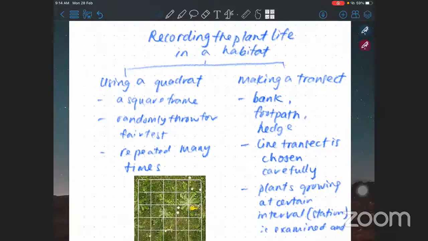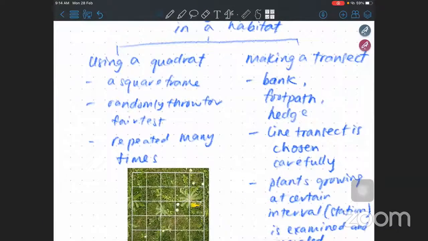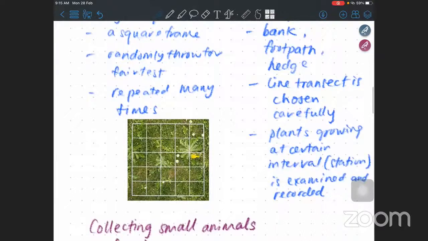Number one will be the quadrat. A quadrat is a square frame which is thrown randomly. This is not chosen carefully by the researcher. It is thrown randomly, and it may be repeated many times. Then with this small square, we may count the number of the species, and the plants will all be recorded.